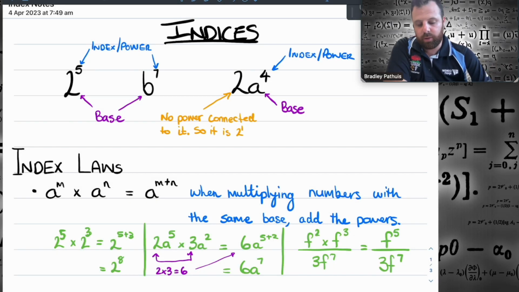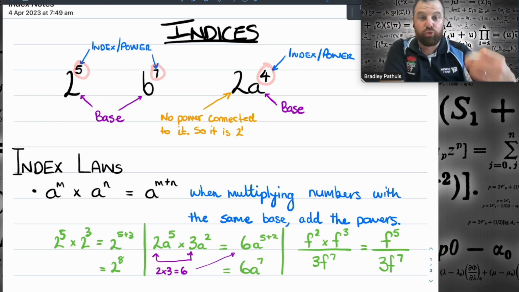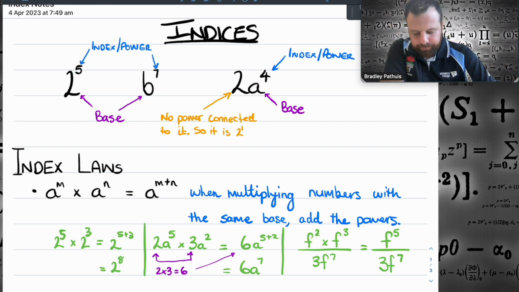Alright guys, quickly, what I want to talk about in this video is just a quick brief overview of this idea of indices and the laws that we use to apply with index notation. So before we start off, what is an index? An index is a power. It's these small numbers that we raise a number to.